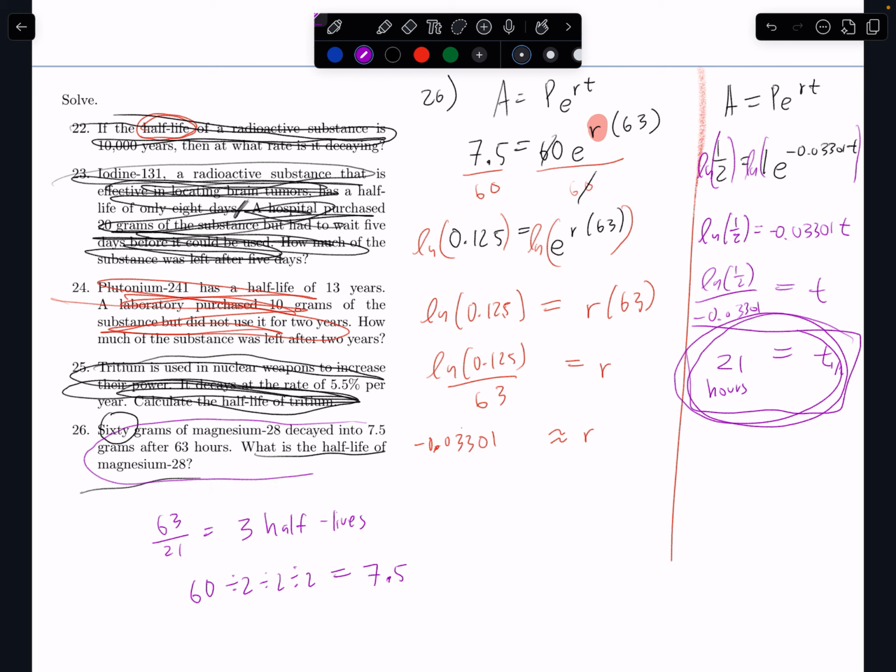Could have probably figured it out a different way, but this is the natural way to do it using the formula. Okay, guys, we're done.